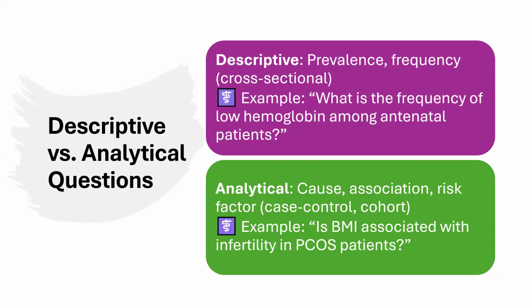Now there are descriptive and analytical types of research questions. The research question you formulate might be descriptive, related to prevalence or frequency, which is usually called a cross-sectional study. For example, what is the frequency of low hemoglobin among antenatal patients? Or the research question might be analytical, related to cause, association or risk factor, like in a case control or cohort study. For example, is BMI associated with infertility in PCOS patients?